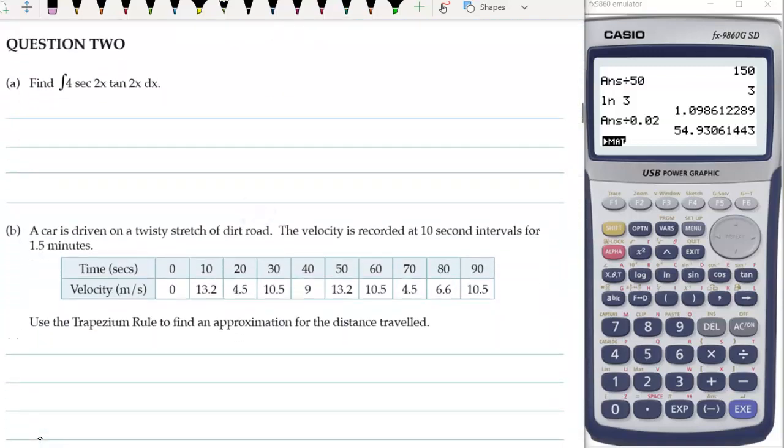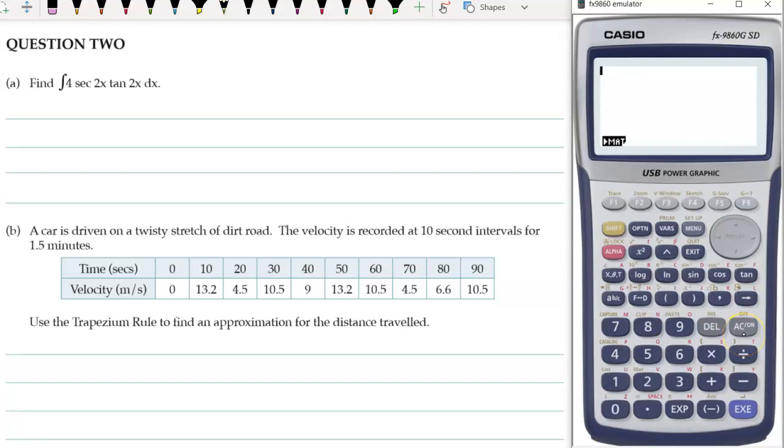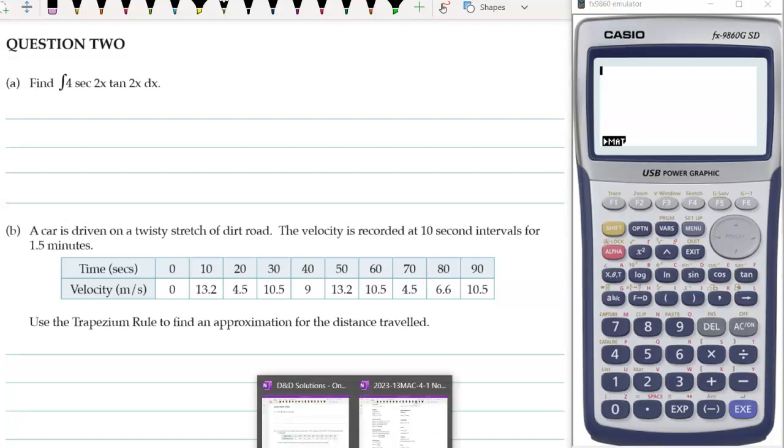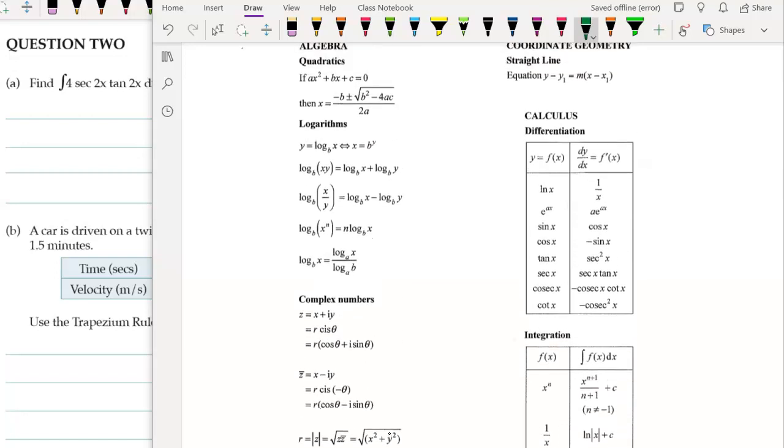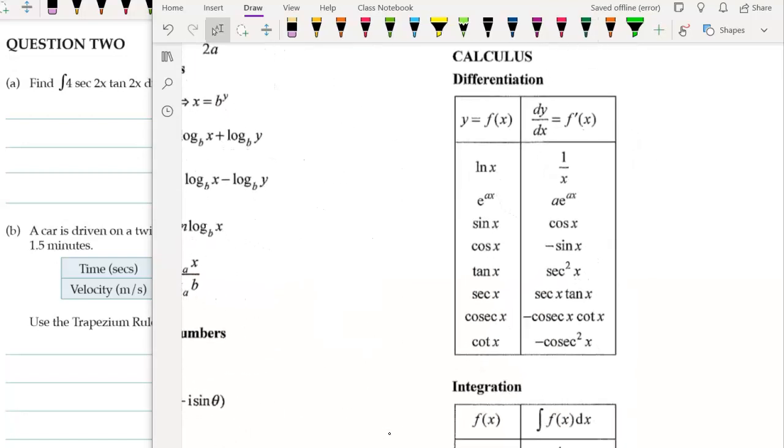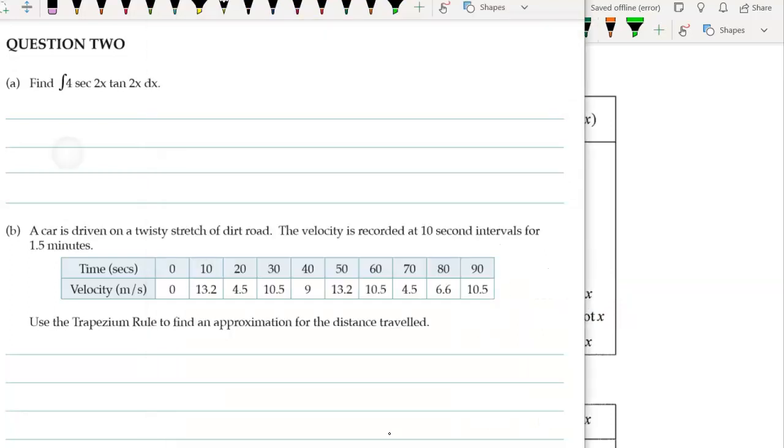Okay, on to question 2. Sec tan is on your formula sheet. If we go and take a look at that now, where's that table gone? Here we go. So sec tan is just here. Sec tan integrates to sec. So this becomes sec of 2x. The 2 inside means that we need to divide by it because we're doing reverse chain rule. So 4 divided by 2 is 2.